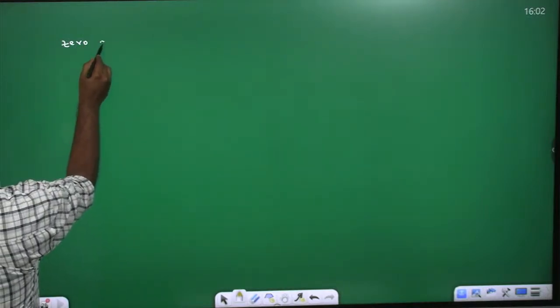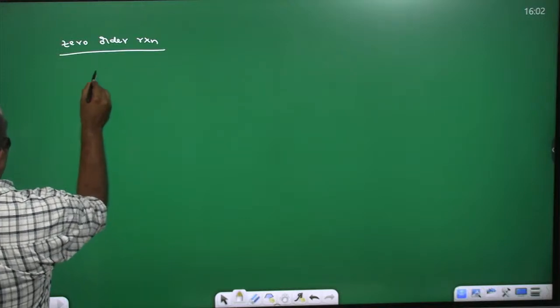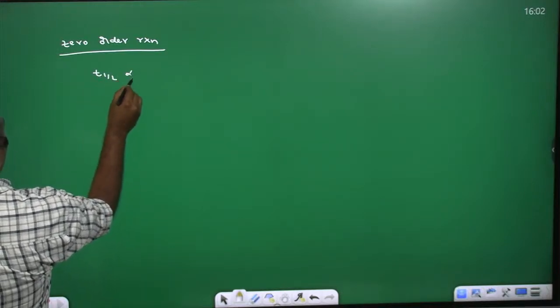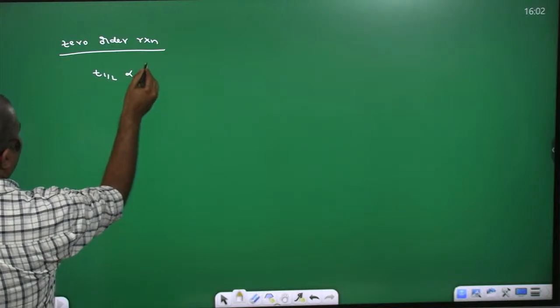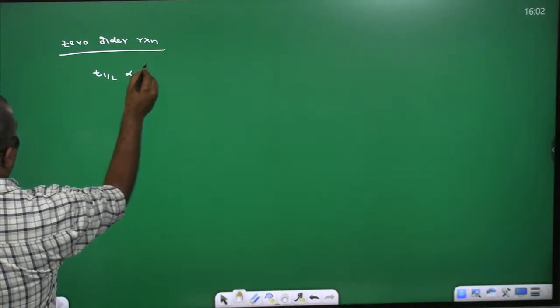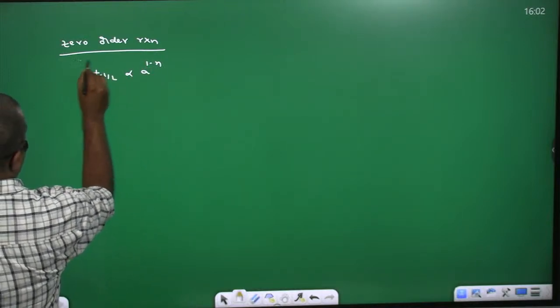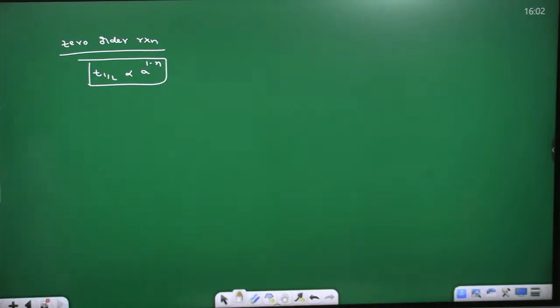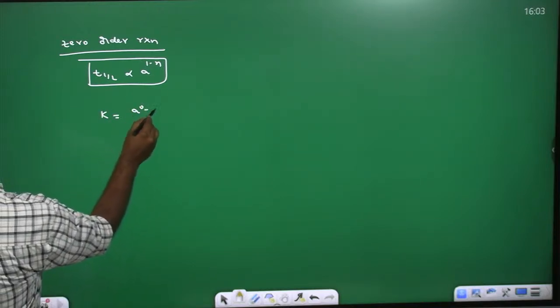Next, based on order of the reaction. For zero order reaction, what is the formula? T half is directly proportional to initial concentration of reactant power n minus 1, you can write, or 1 minus n. This is T half relation. For zero order reaction, K equal to A naught minus A by T.